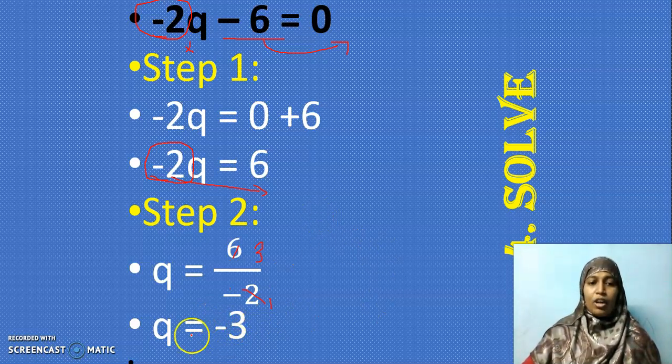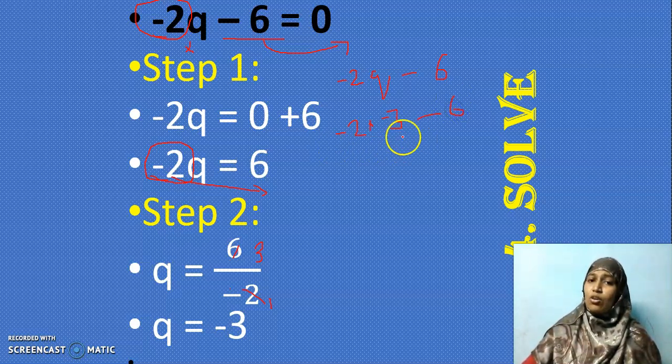Now, I should check whether it is a solution or not. Here, what is the LHS I have? I have minus 2q minus 6. Minus 2 as it is into what is the value of q? Minus 3 minus 6. What is minus 2 into minus 3? See here, don't do this first. This is also a common error you people all do. Okay. So, first multiplication.